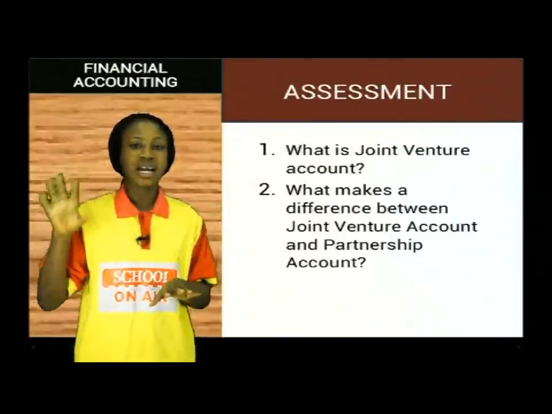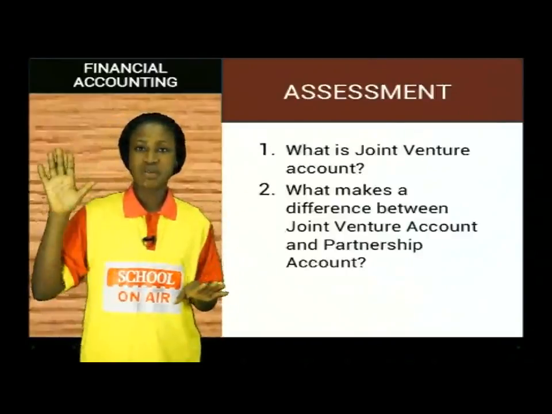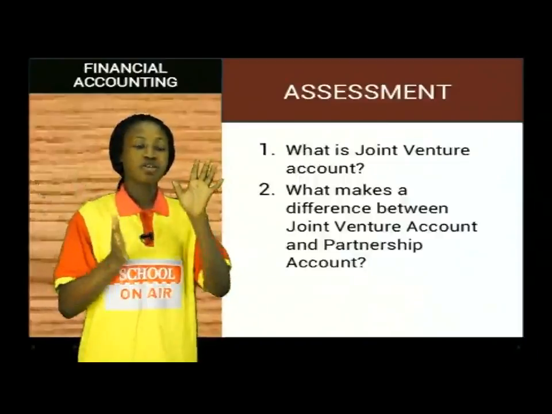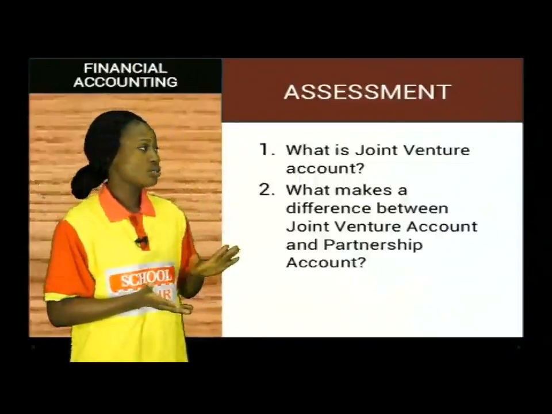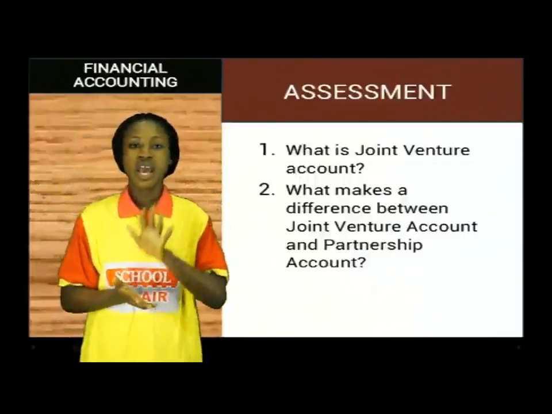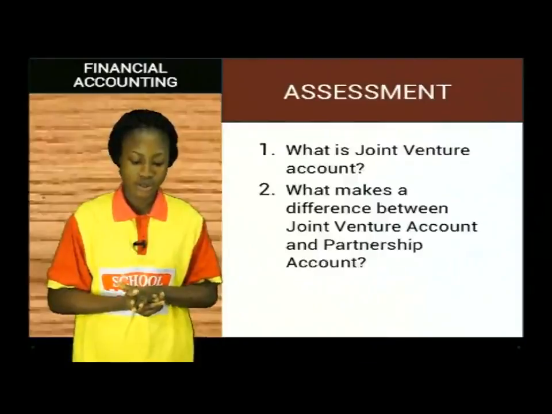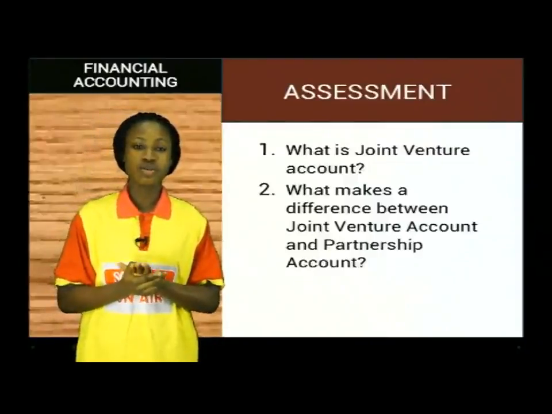It is the last account that will be prepared. After Mr. A has prepared his account, Mr. B has prepared his account, we are going to join the two together to make our memorandum joint account. And that memorandum joint account is going to show us either they've made a profit or they've made a loss. I believe all these are well understood.